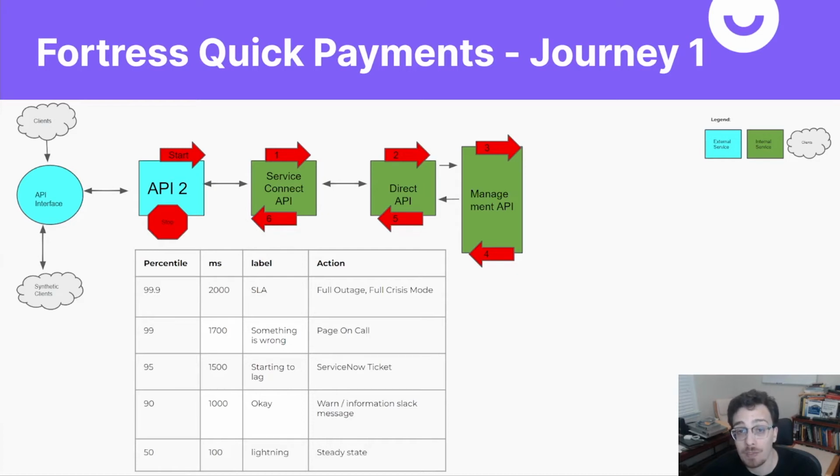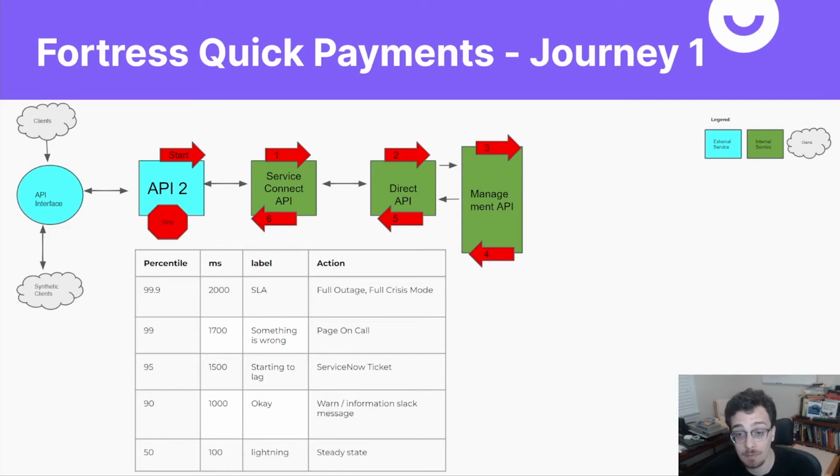With our fast and slow boundaries defined, we can now make steps up towards our SLA. It was decided that OK behavior could be defined when the 90th percentile takes 1000 milliseconds. And when that occurs, let's give the ops team a heads up and send them a Slack message. Going further, we also defined laggy behavior to be when the 95th percentile is at 1500 milliseconds.